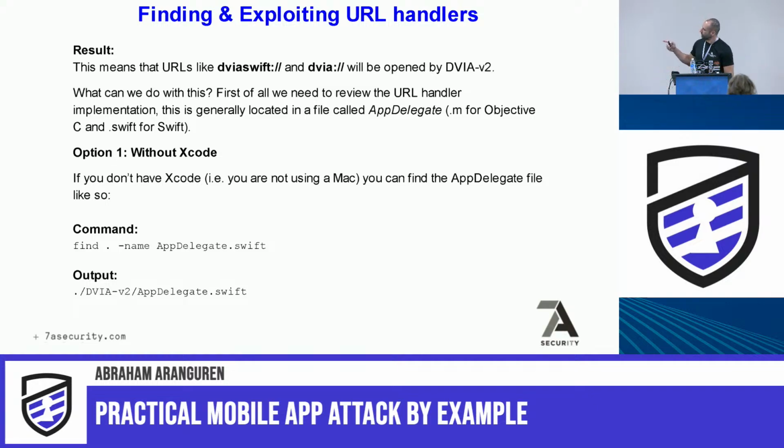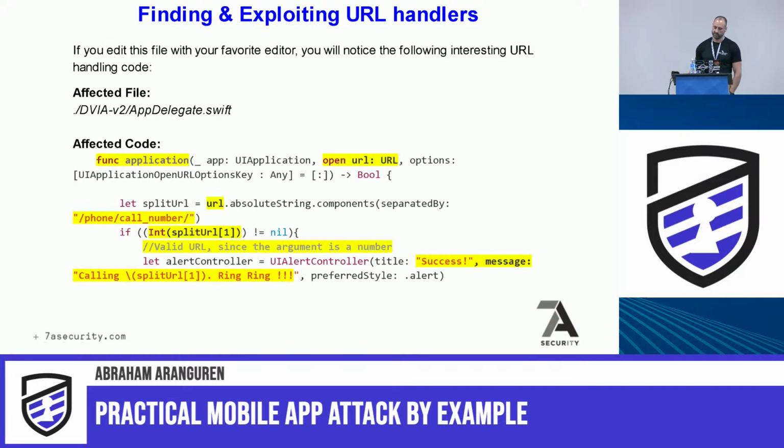The code that is going to handle the deep link should be called from the app delegate, right? In this case, this is a Swift application, which is very common nowadays. So you want to find where the app delegate is, if you have the source code. If not, you will have to use reverse engineering for this. And this is the vulnerable code.